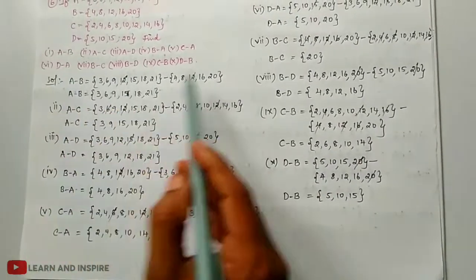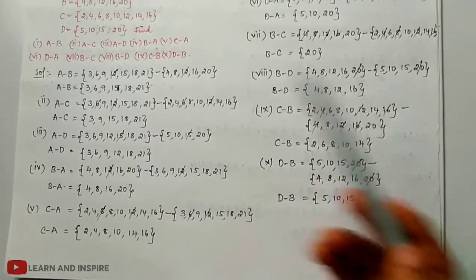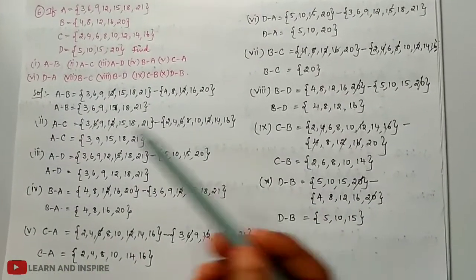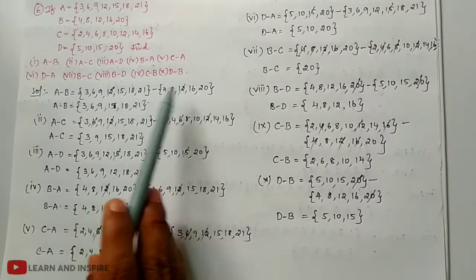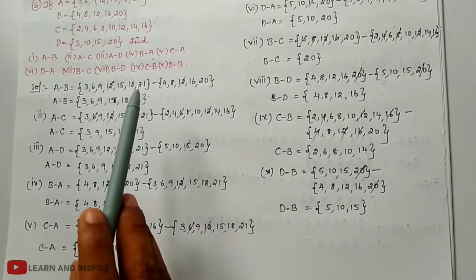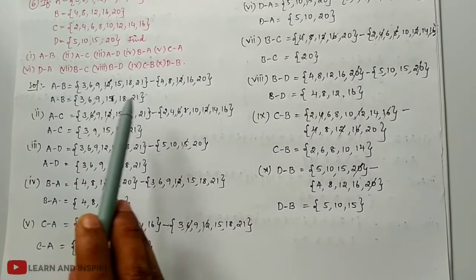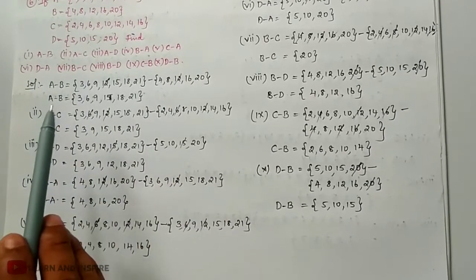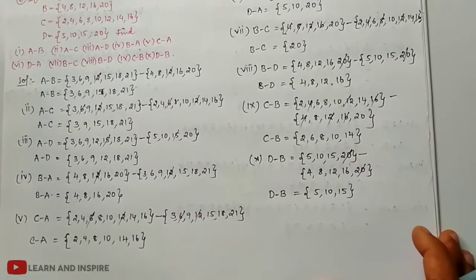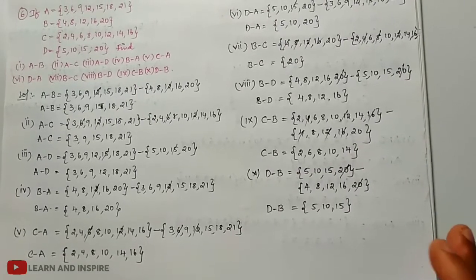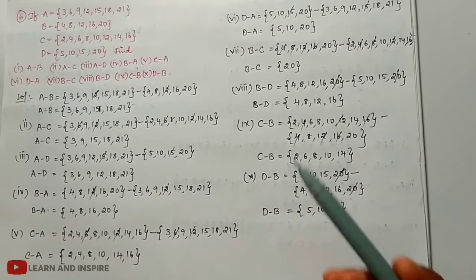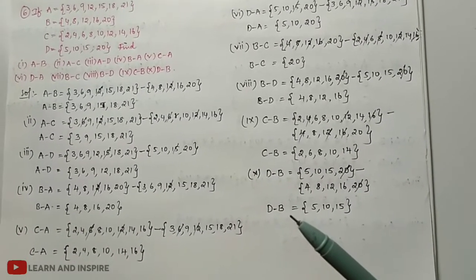So these are the problems from question number 6, difference of sets. First we need to cancel the common elements in the first and second set. Then the remaining elements present in the first set we represent as the difference of sets. Okay, so I hope you have understood this problem. So I'll move on to the last question.